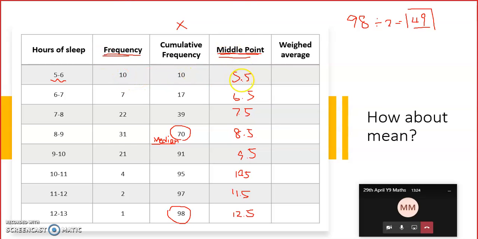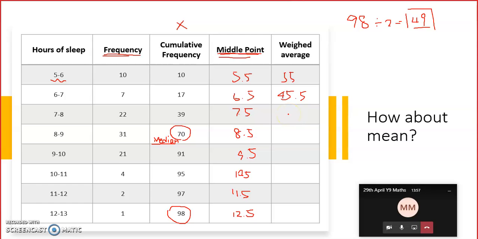So the first one I got 10 times 5.5. So I get 57. Sorry, 55. My bad. So the next one, I get 7 times 6.5. So a quick round of calculation, that will be 45.5. You can use your calculator in this calculation. That's totally fine. So anyone tell me what's the next one?